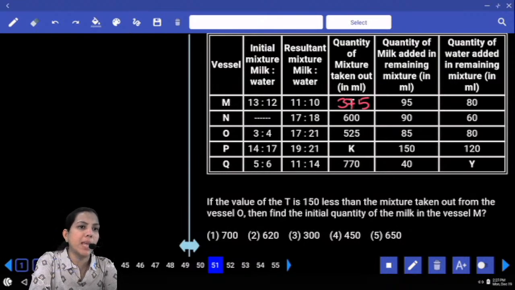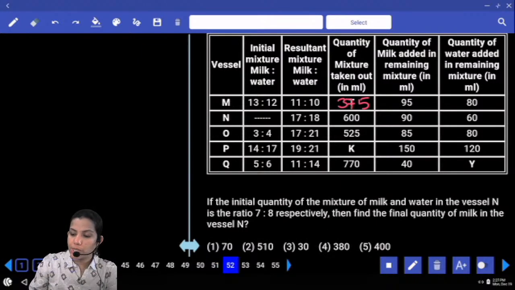650 is definitely my answer. ప్రాసెస్ నాకు క్వశ్చన్స్ వచ్చినప్పుడు చెప్దాం మనం. Question number 52.